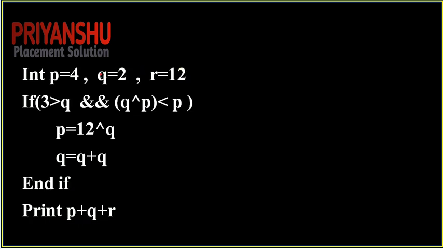The next question is friends, PQR, and the values of PQR are 4, 2 and 12. So let's check the condition. 3 is greater than 2. Yes, the condition is true. And Q XOR with P. How to find the XOR operation?